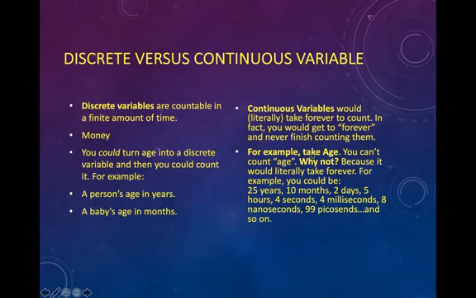An example of this is age. You can't count age. Why not? Because it would literally take forever. For example, you could be 25 years, 10 months, 2 days, 5 hours, 4 seconds, 4 milliseconds, etc. But you could turn age into a discrete variable and then you could count it already. For example, we can convert age as a person's age in years or a baby's age in months. So age, which is a continuous variable, is now converted into a discrete variable.